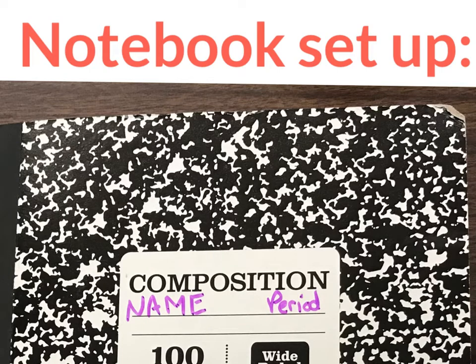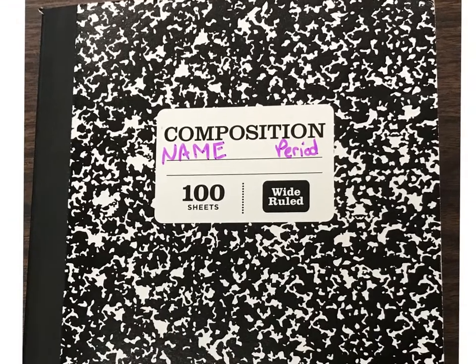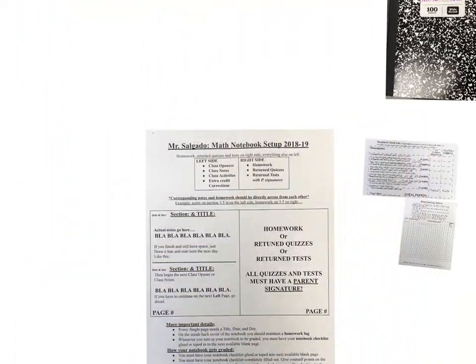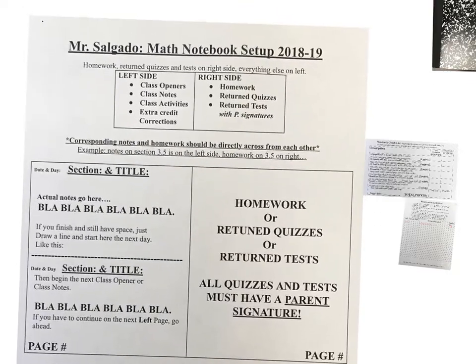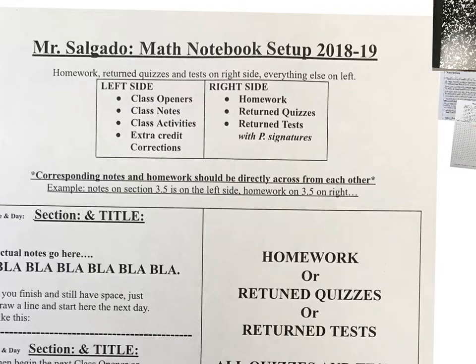We're going to learn how to set up the notebook here, and let's start. You should have a composition book or a spiral notebook, preferably. Now make sure that you have your name and your period on there, okay? And today in class you received several pages. We have this handout, which explains how I want the notebook set up. And we'll go over all the pages here.